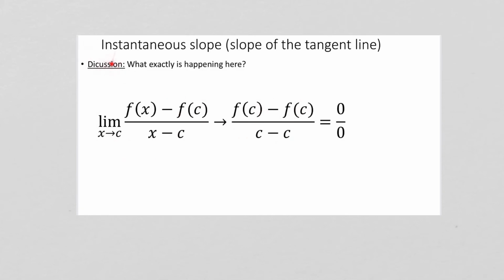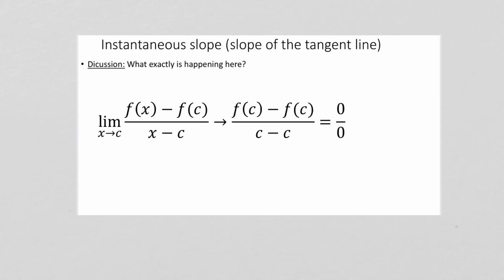I should change this from discussion. You're just going to think about this, and there's going to be a response related to this in your Google Doc. So if I let x equal c, we get 0 over 0, and this is something we reviewed in that last unit. What is this? Well, this is actually a hole.